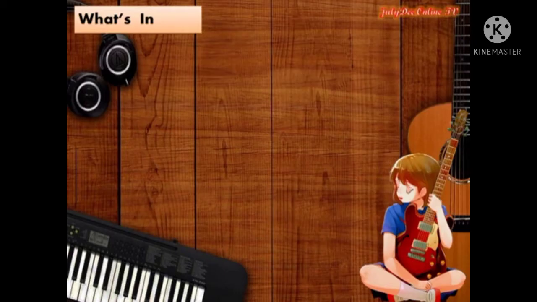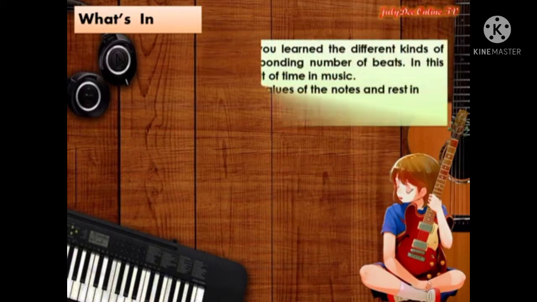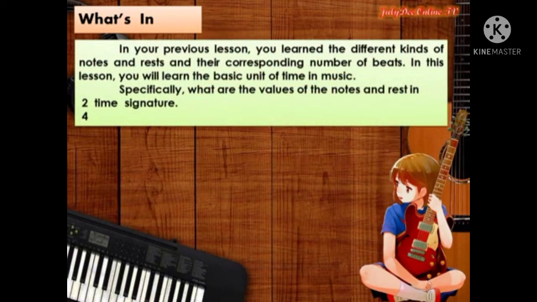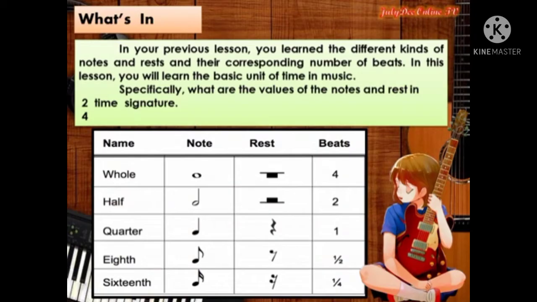What's in? In your previous lesson, you learned the different kinds of notes and rest and their corresponding number of beats. In this lesson, you will learn the basic units of time in music. Specifically, what are the values of the notes and rest in 2-4 time signature.